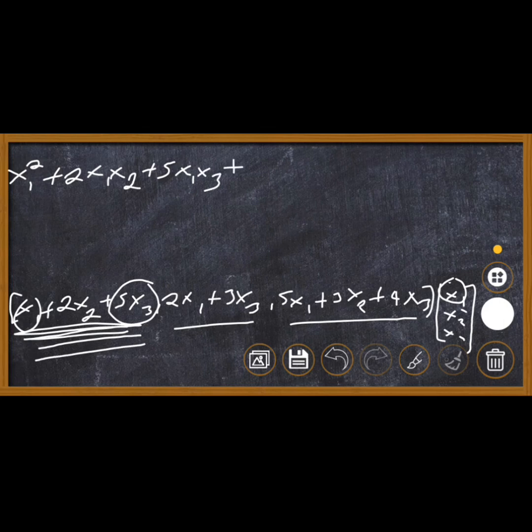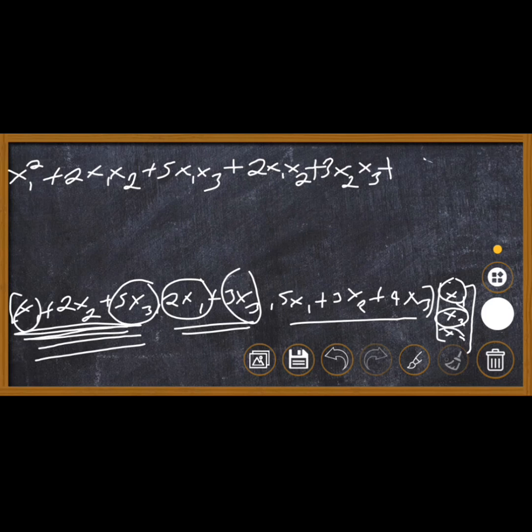We come to the second row. The second row of x2 here, we will multiply with this. So 2x1 multiplied by 2x2 rather, we are going to have 2x1, then x2. Then we add 3x3 multiplied by x2. We are going to have 3x2, then x3. Okay, let's just write properly. So x3. Okay, so in this case then we are done with this part.